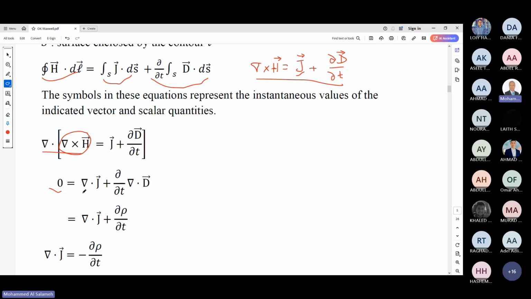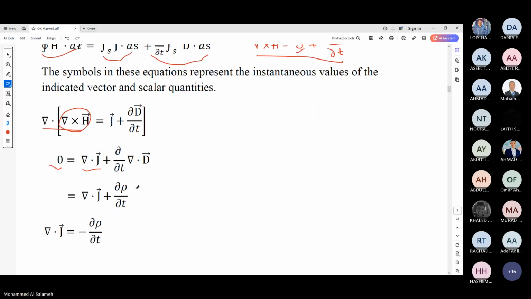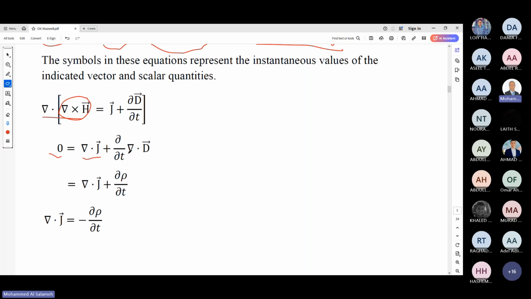Now del dot J here, and here we have d by dt of del dot D. Now del dot D equals rho v from Gauss's law. So I have put here rho v. So del dot J plus d by dt of rho v equals 0. Del dot J, if you take it to the other side, you will have minus d rho v by dt.